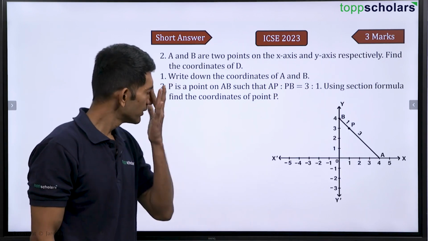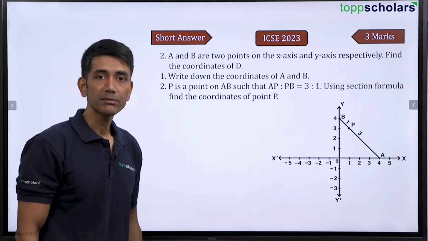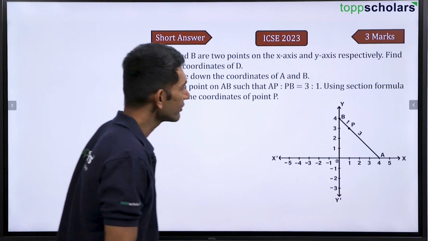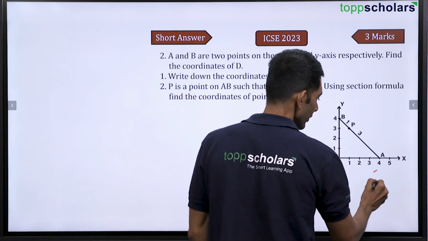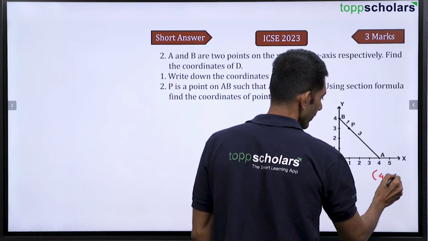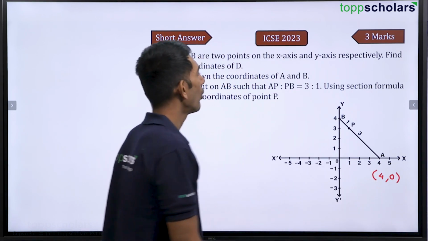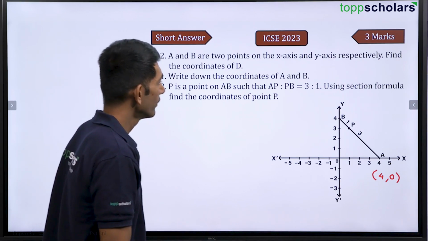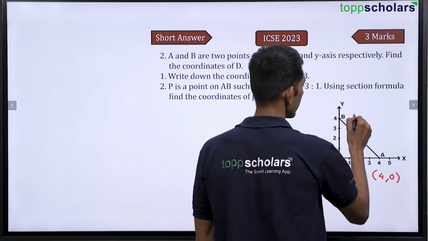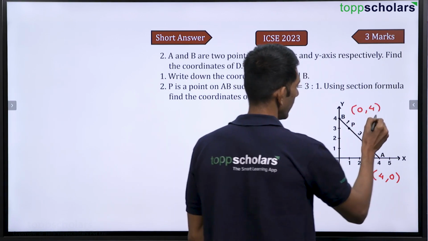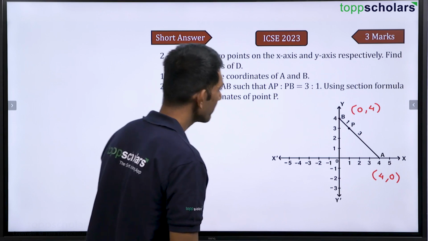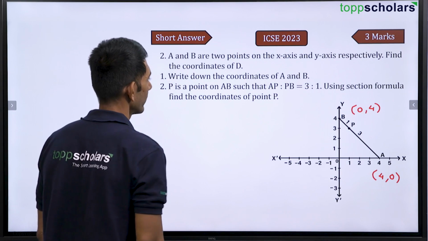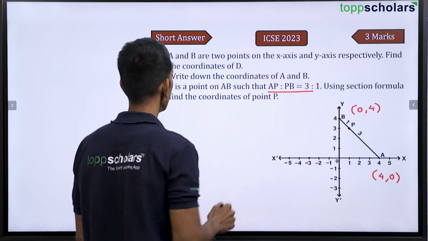So this is already given. That means the figure is already given to you. A and B are 2 points on the x axis and y axis respectively. So on the x axis you have A, which is 4, 0. On the y axis you have B, correct, which is 0, 4. And there is a point which divides the line segment AB in the ratio 3:1. So AP is to PB is 3:1.